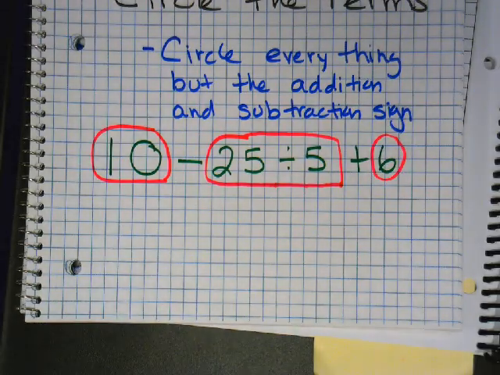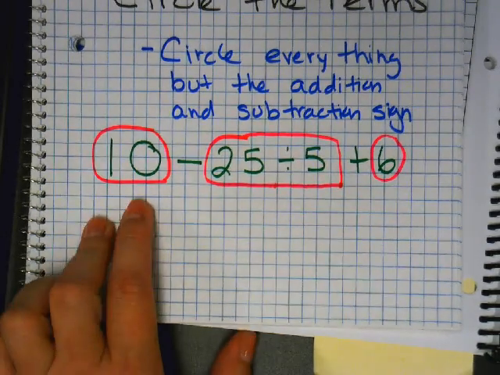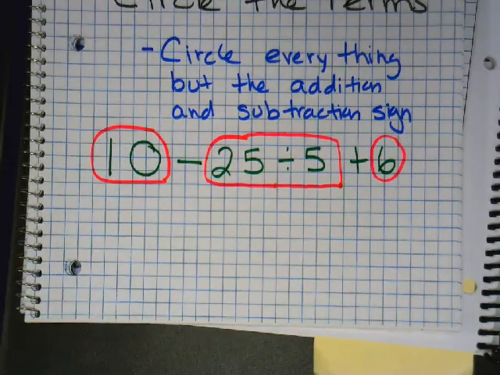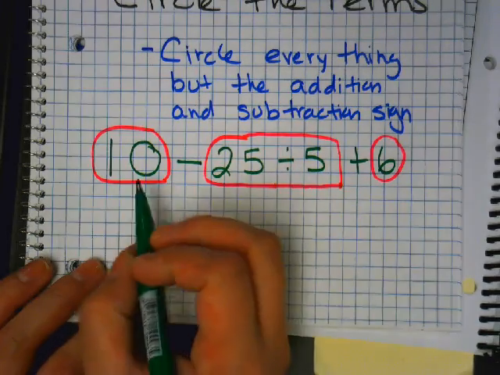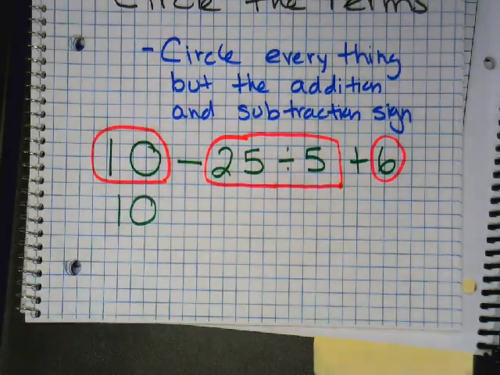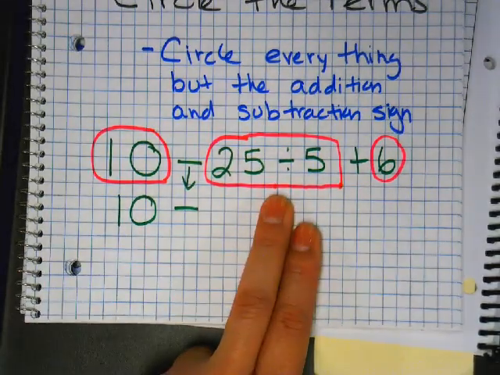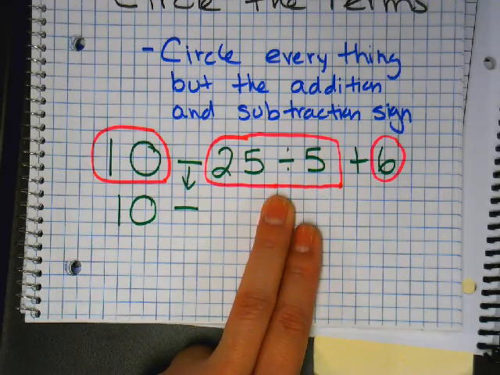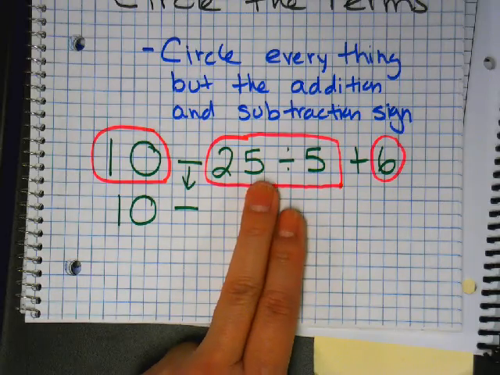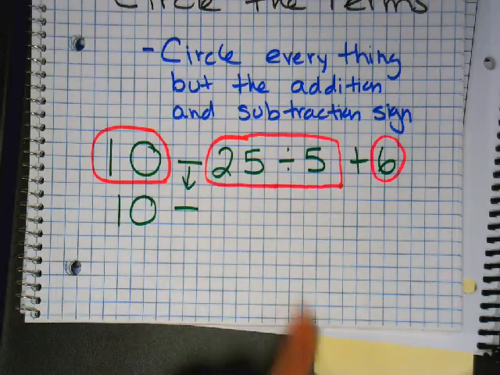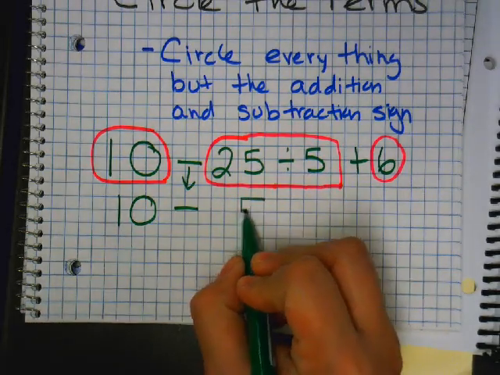This circling makes mini problems, or it just circles numbers that I don't do anything with. So here's the 10. There's nothing I can do with it, so I just bring it down. Just 10, nothing to do. Bring down the subtraction. Now I have this other circle. I got to do this math problem right now. So everybody do this math problem right now. Good. 25 divided by 5 is 5. You can use your multiplication table to divide.